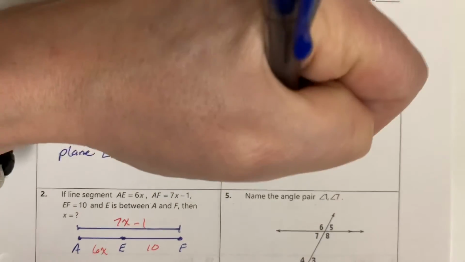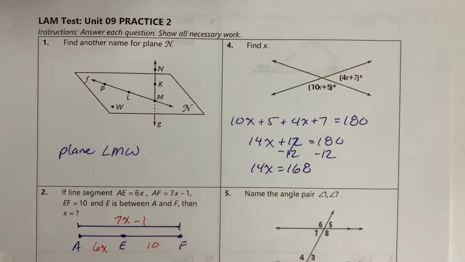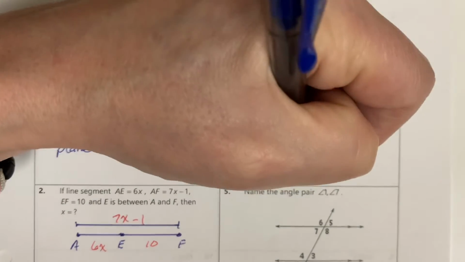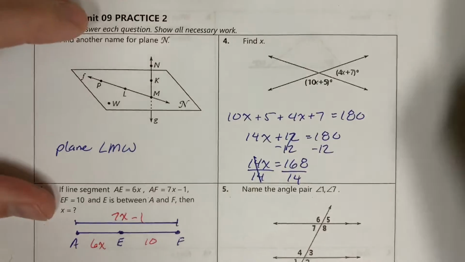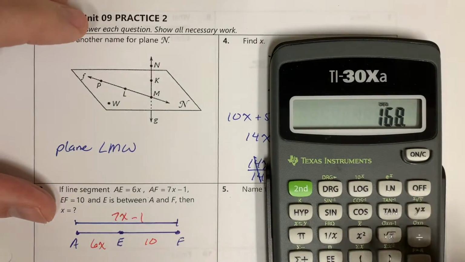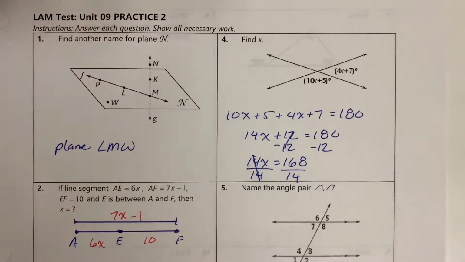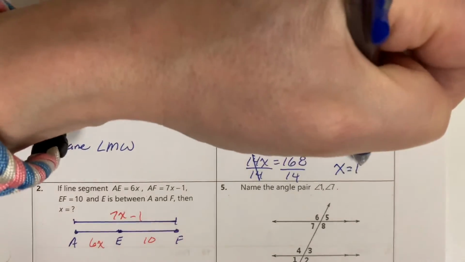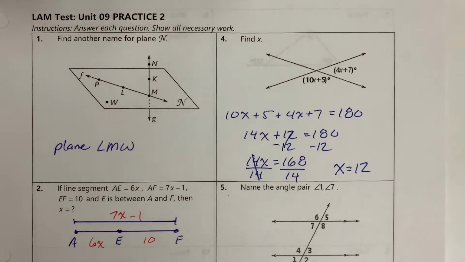So we got 14x is equal to 168. We know we're going to have to divide by 14. So hopefully that's going to be a nice number. So divided by 14 and we get 12. And so x is equal to 12.